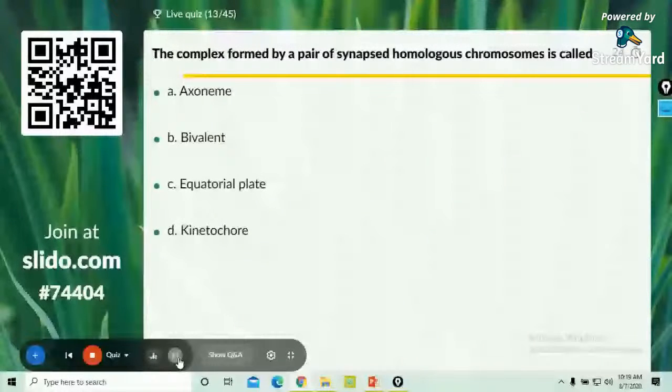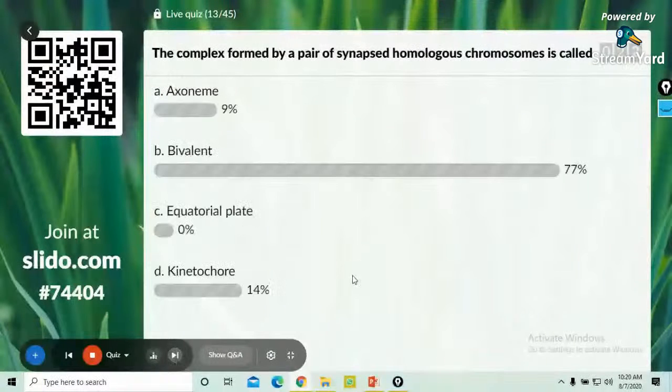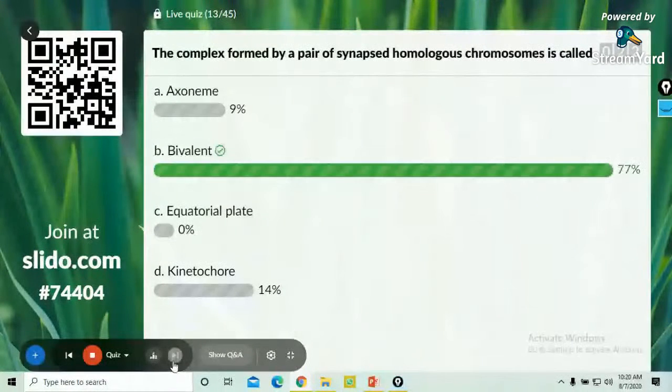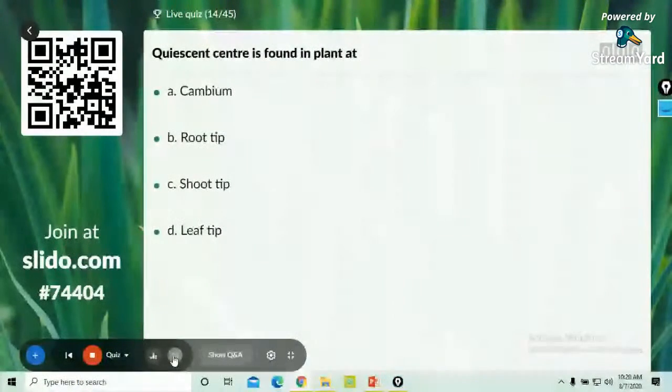The complex formed by a pair of synapsed homologous chromosomes is called axoneme, bivalent, equatorial plate, kinetochore. Yes. 77% of you have voted for the correct answer. That is bivalent. 14th question.